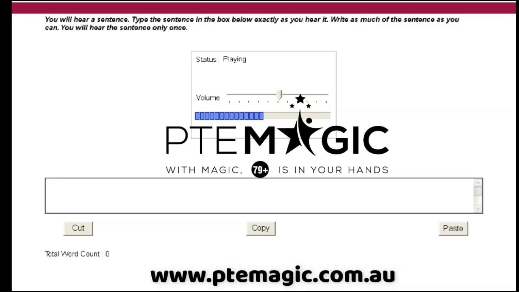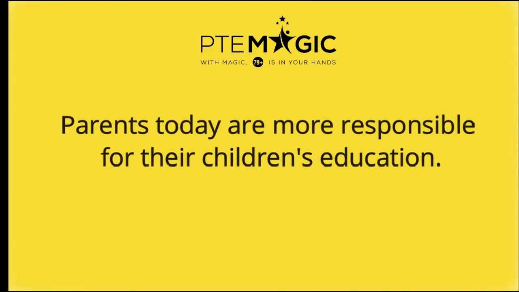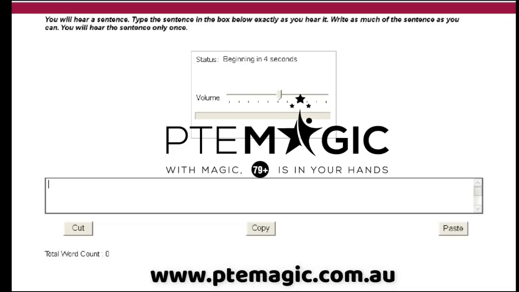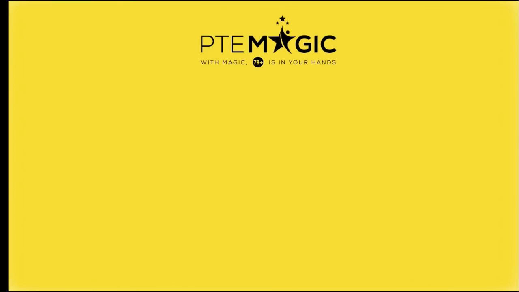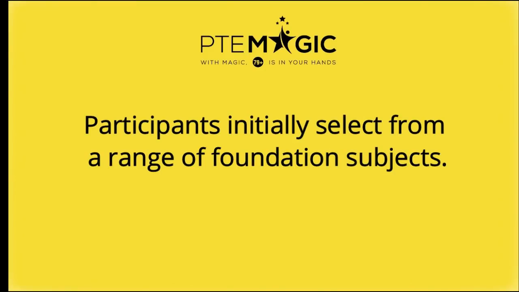Parents today are more responsible for their children's education. Participants initially select from a range of foundation subjects.